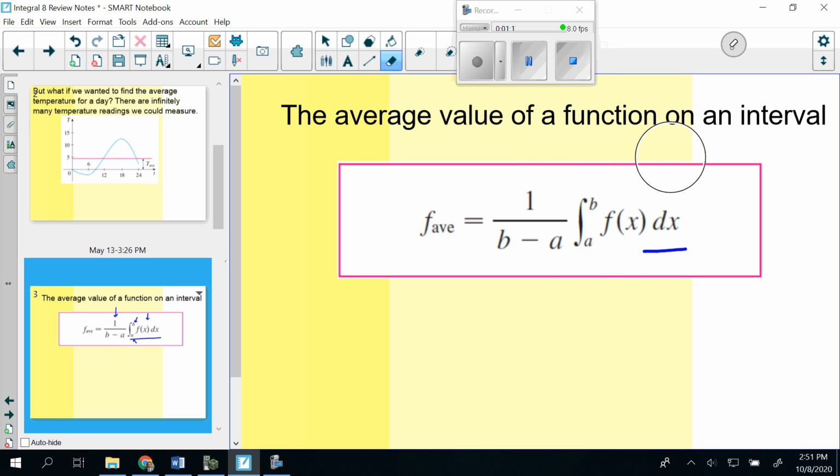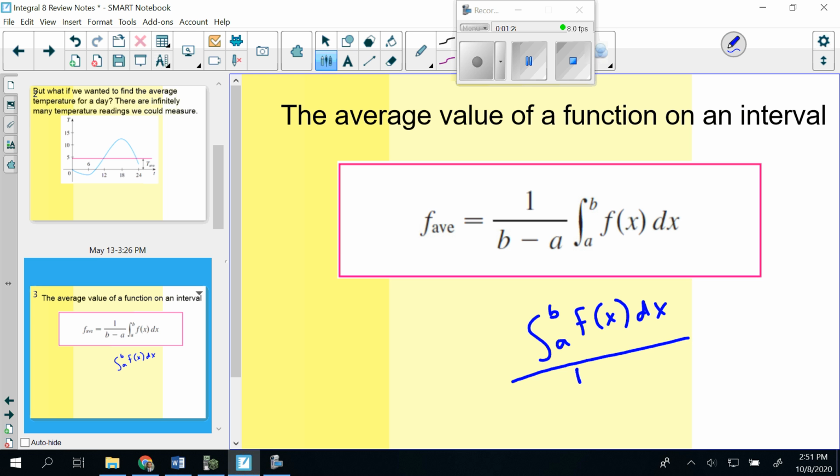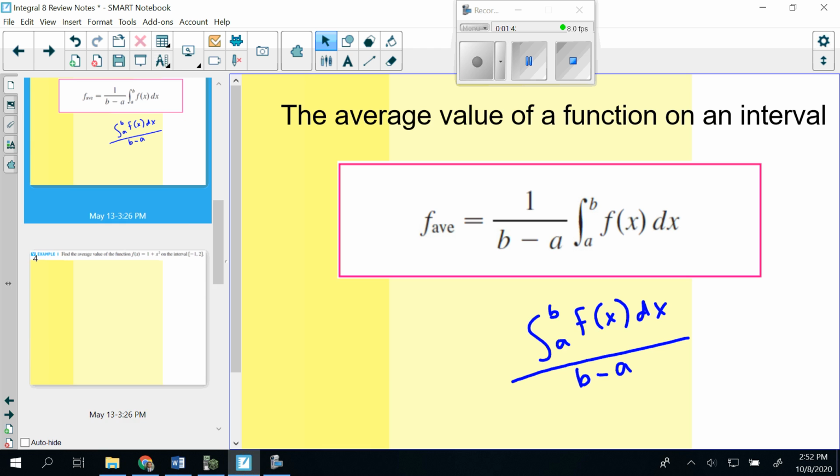So you can either think of it like it's written here, or you could think of it as the integral from a to b, all divided by the difference of those two. So either one of these are saying the same thing. Dividing is the same as multiplying by the reciprocal, which this one is. All right, so let's try one of these out and see if we can find the average value.